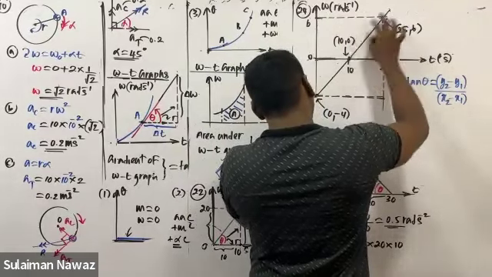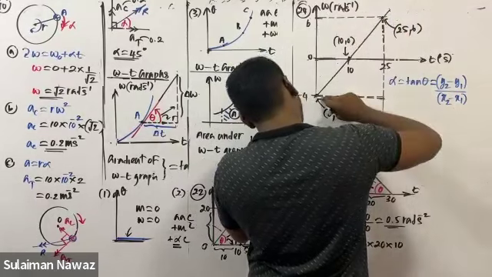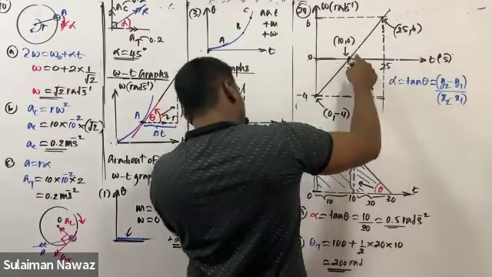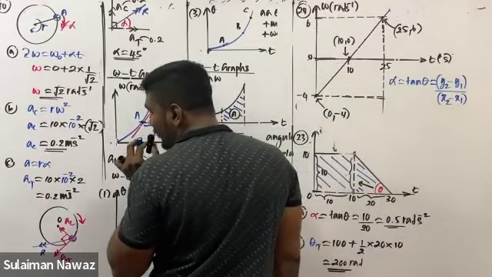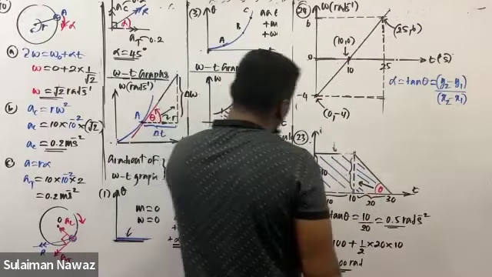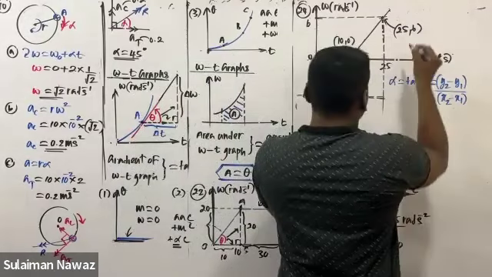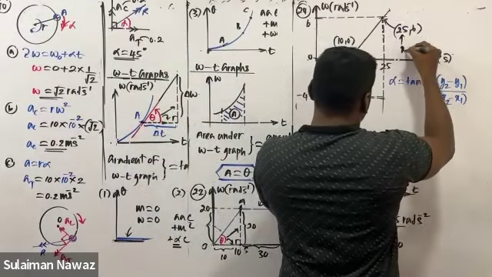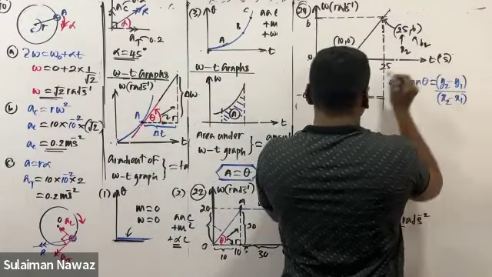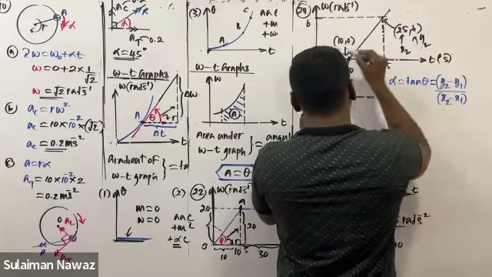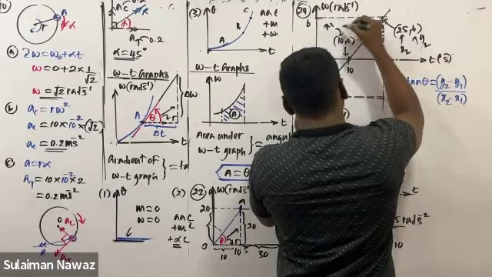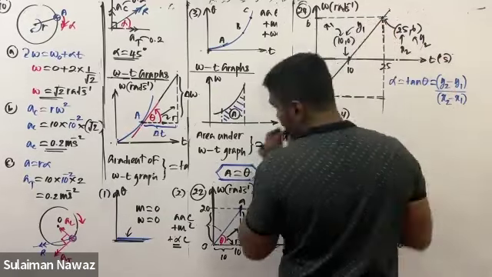So I will take these 2 points. If not, you can take the other 2 points. No matter whichever 2 points you take, you will get the same answer. So I take this as my x2, y2. This is x1. This is y1.